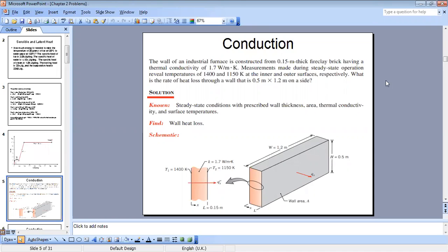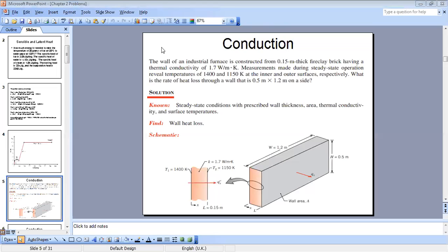So here you have heat losses through the wall because the inner temperature is higher than the outer temperature. They gave you the temperature of the inner side, 1400 Kelvin, and the temperature at the outer side is 1150 Kelvin. And they gave us all the properties we need. We have the thermal conductivity of the material, 1.7 watt per meter Kelvin, and we have the thickness of the wall. Now, since the thickness of the wall is much smaller than the length and height of the wall, we can approximate conduction to be one-dimensional, okay?